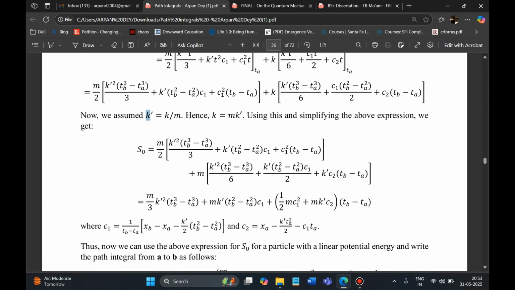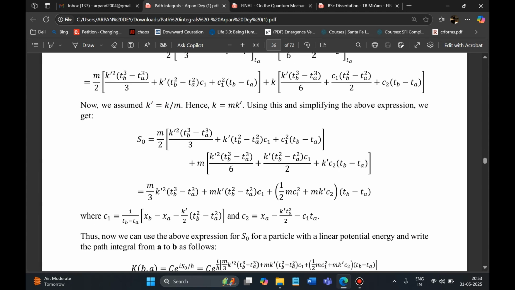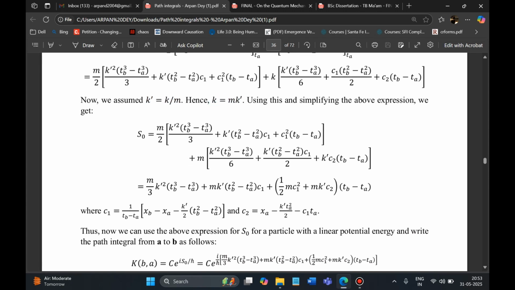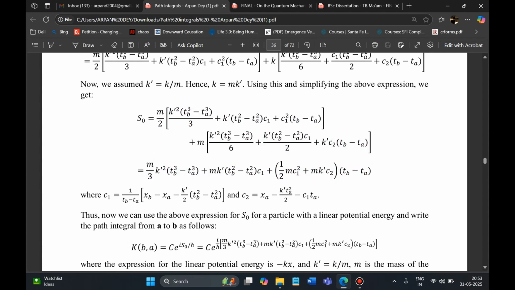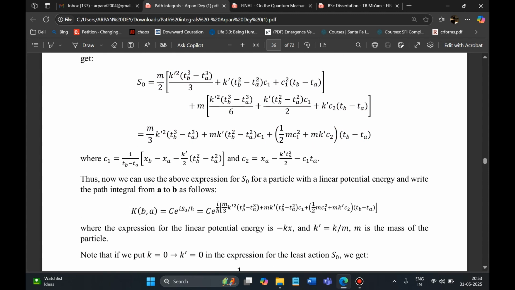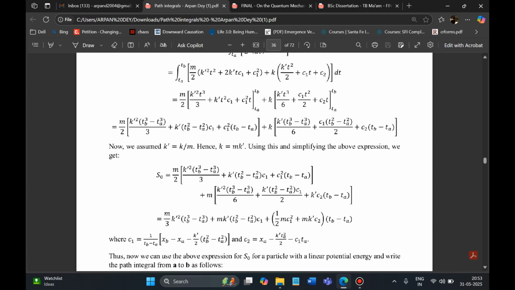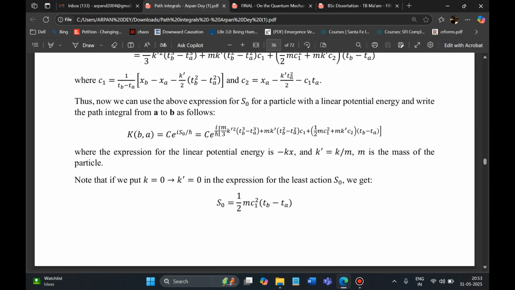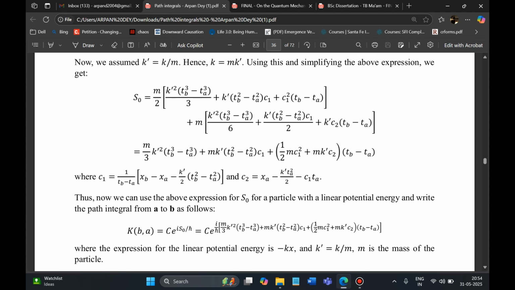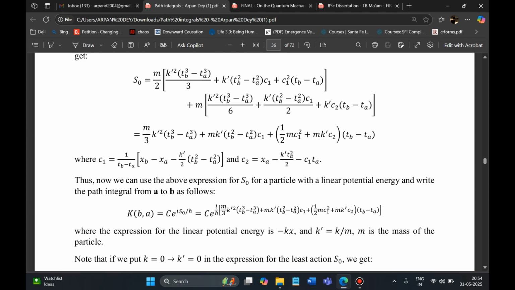And of course, we assumed k prime to be k over m. So k will be m into k prime. And using this and again simplifying, we get this thing. I'm skipping a bit here. You can just check it out by pausing the video, or if you want to take a screenshot, you can go ahead. Fine. So now we have found a general expression for the action S naught.